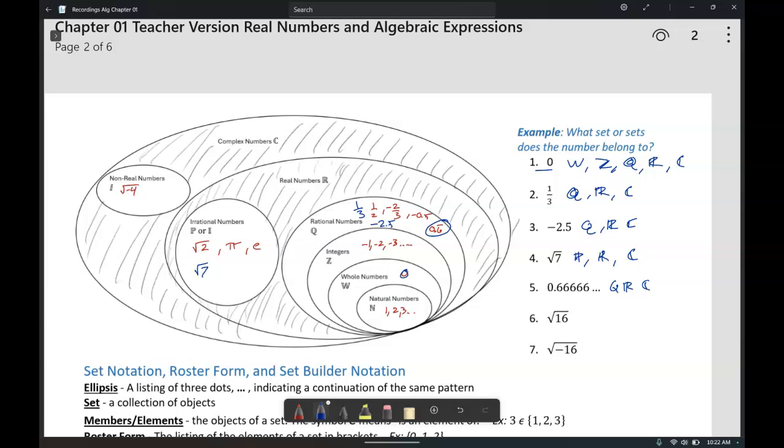The square root of 16, if I take the square root of 16, that equals 4. Well, 4 is a natural number. So it's natural as well as whole and an integer and rational and real and complex. However, the square root of -16 gives me a non-real number, so that would go in this category, making it non-real as well as complex.